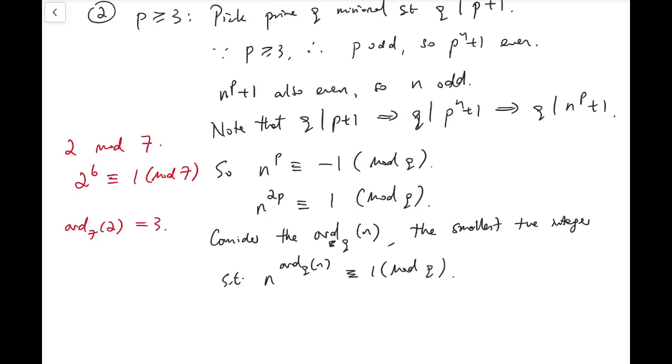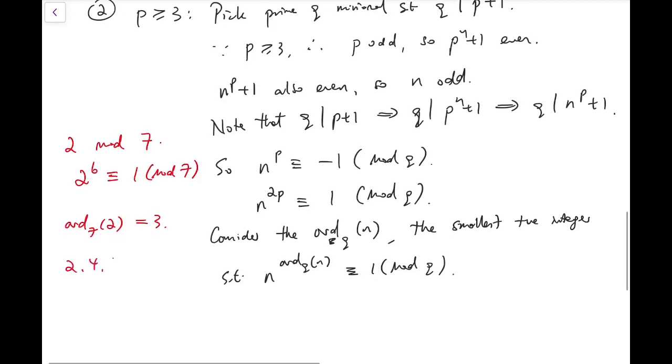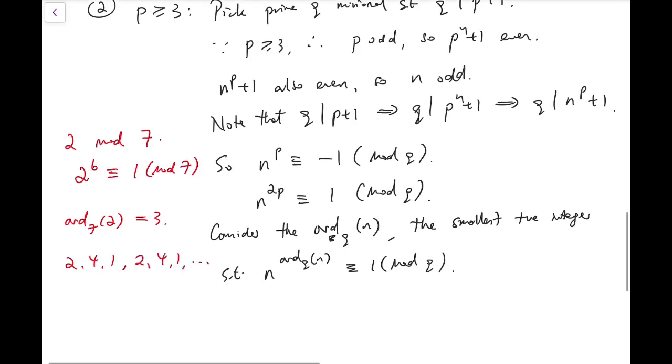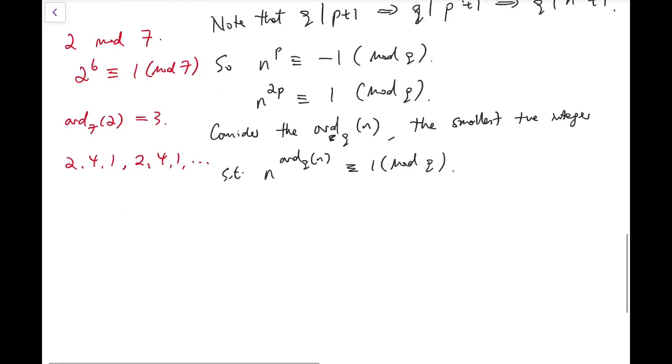So that means we only need to find the first three powers of 2 to generate the entire sequence of powers of 2 mod 7, which is 2, 4, 1. And once we reach the number 1, we know that we simply have to repeat this block again and again and again, and so on. So order is very important.